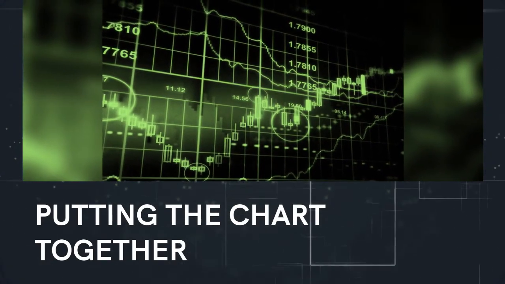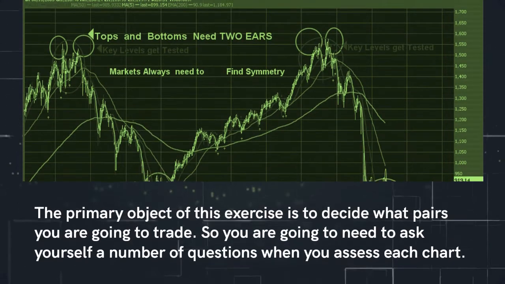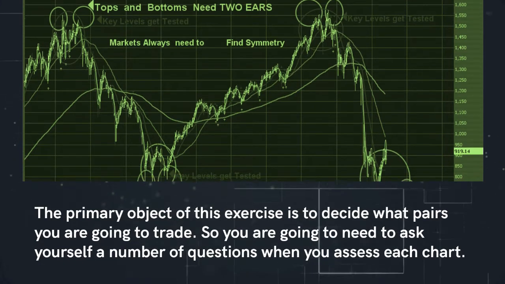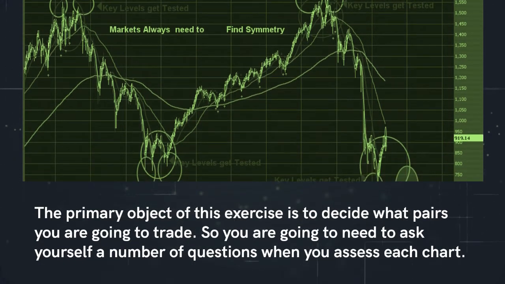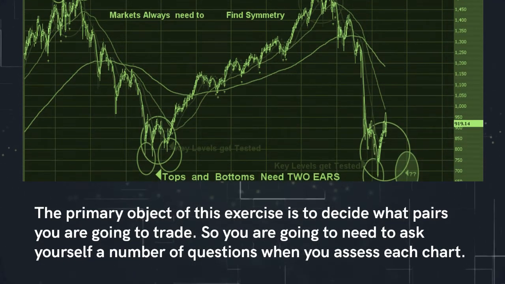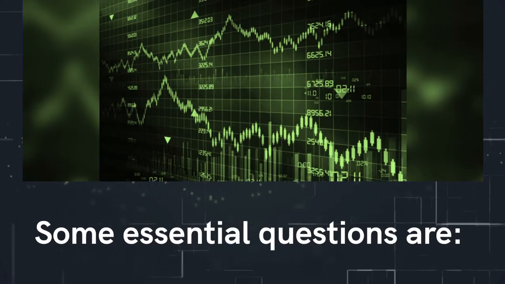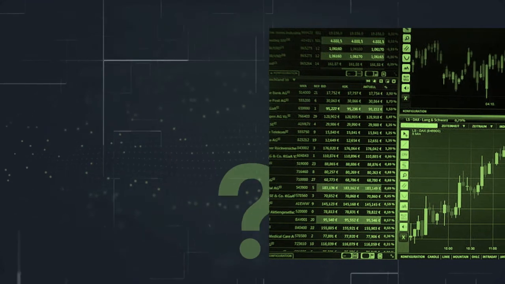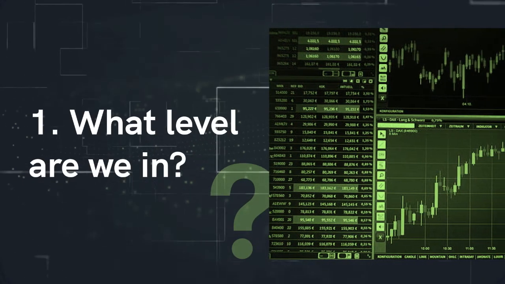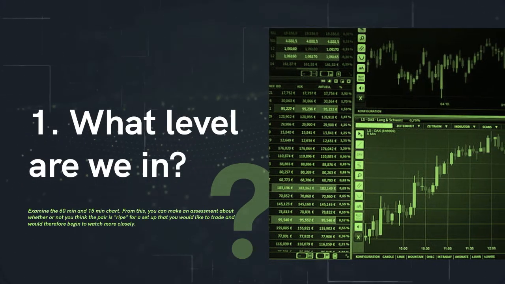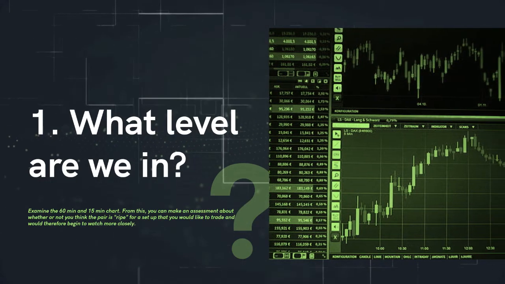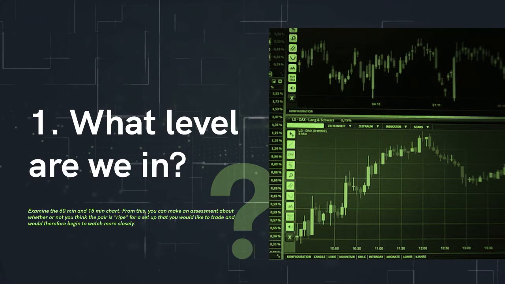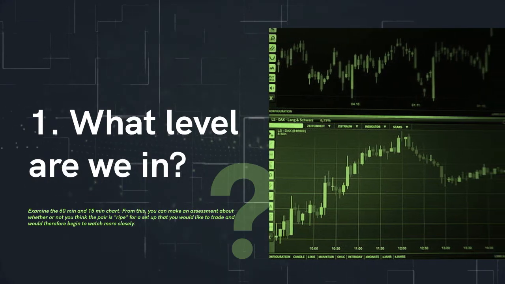Putting the chart together. The primary object of this exercise is to decide what pairs you are going to trade. So you are going to need to ask yourself a number of questions when you assess each chart. Some essential questions are: 1. What level are we in? Examine the 60 minute and 15 minute charts. From this, you can make an assessment about whether or not you think the pair is ripe for a setup that you would like to trade.